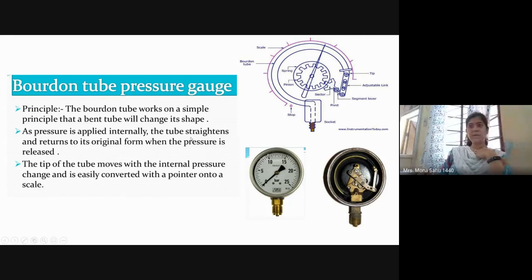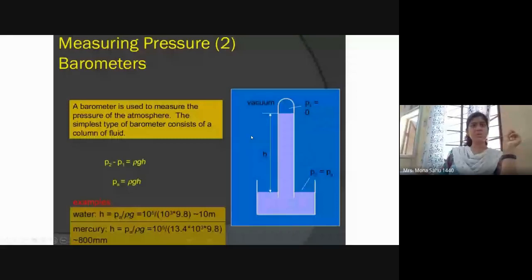The tube straightens and turns into its original form when the pressure is released. As the pressure is applied internally, the tube straightens and returns to its original form when the pressure is released. The tip of the tube moves with internal pressure change and easily converts into the pointer moving on a scale. Very simple concept. When you apply pressure the shape changes, and when you remove the pressure, the Bourdon tube straightens and returns to its original shape. So that is your Bourdon tube pressure gauge.